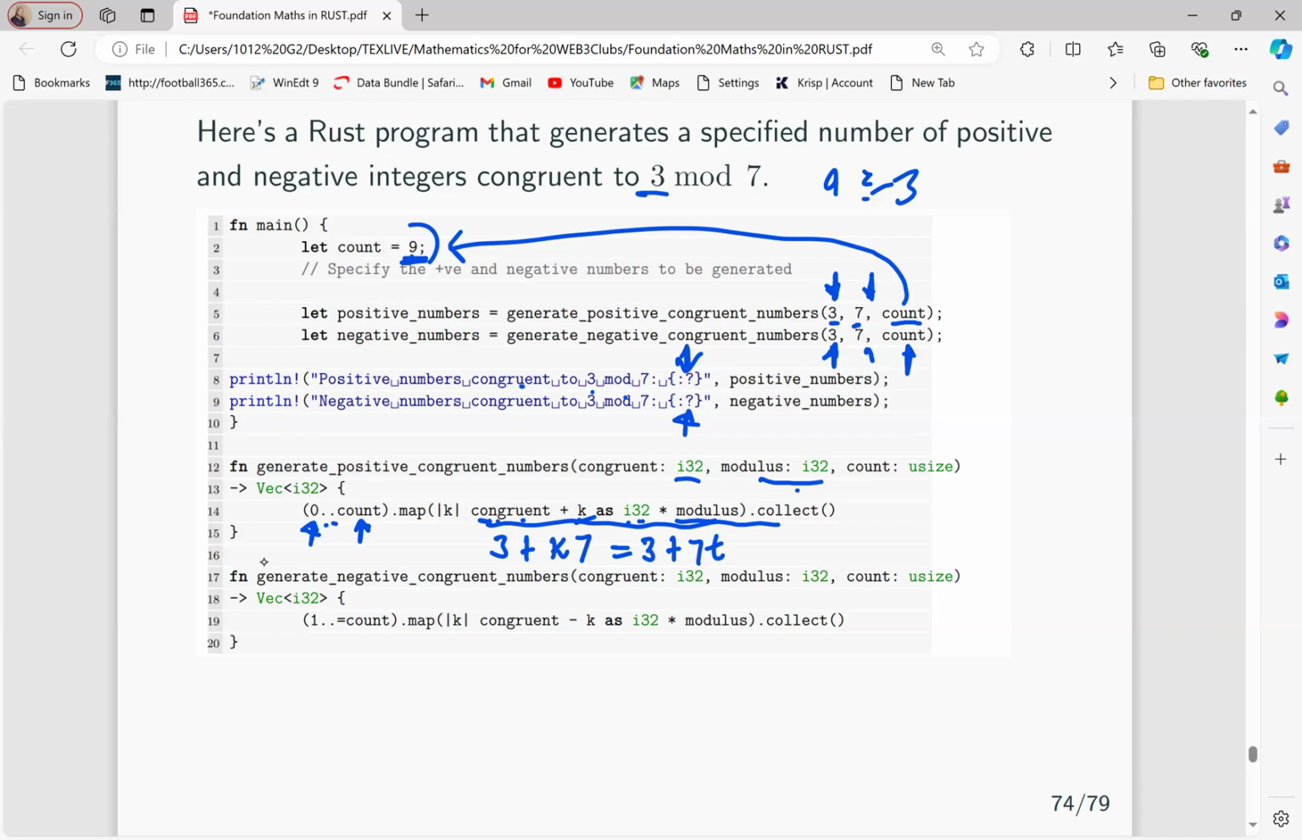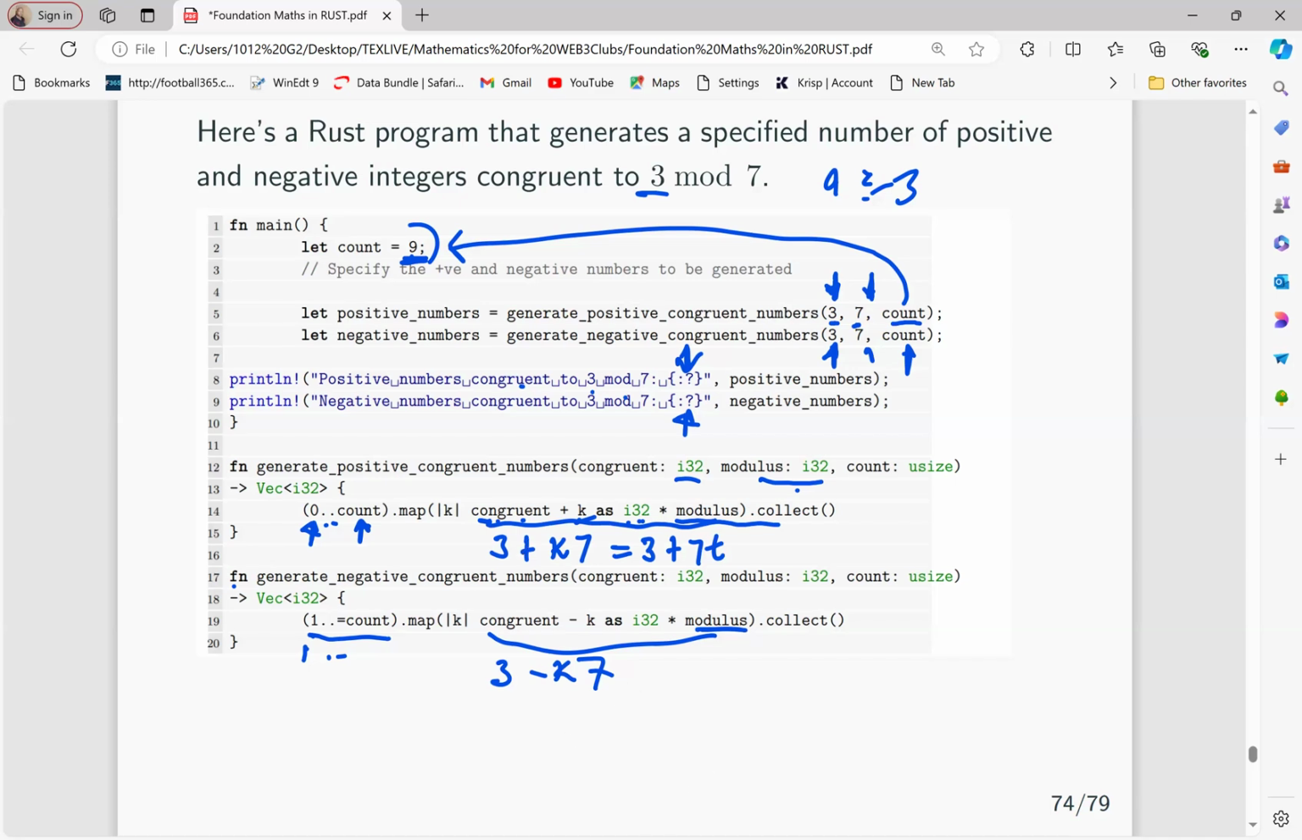Then this function will be generating the negative values. It's the same thing up to here. The range I've already talked about: the range begins from 1 to the count. And then the formula again: in this case, it's 3 minus k times modulus. Our modulus is 7. Then it will collect the values as a vector.